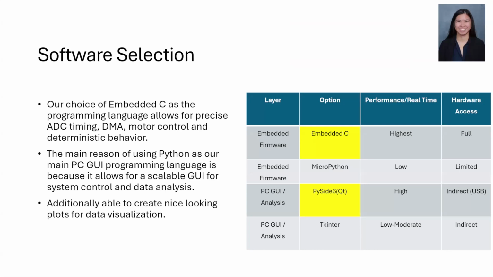For the software selection, on the embedded firmware side, we chose embedded C as a programming language for precise ADC timing and deterministic behavior. And the main reason for using Python for our PC GUI is that it allows for a scalable GUI for system control and data analysis.